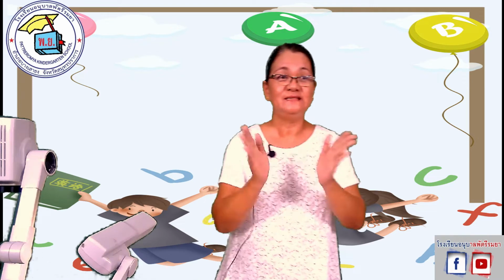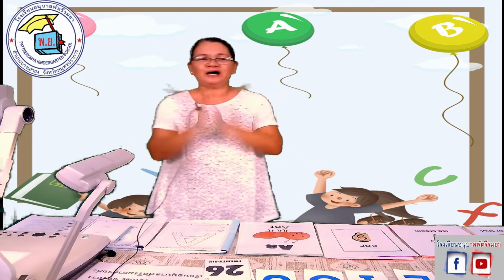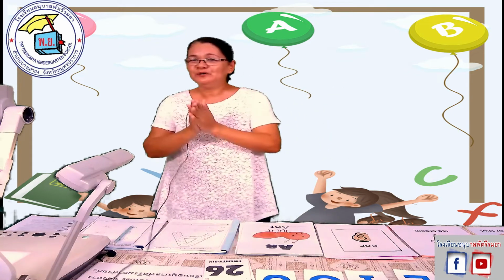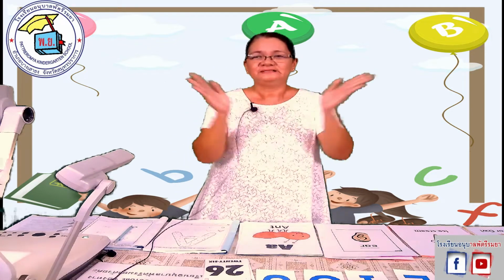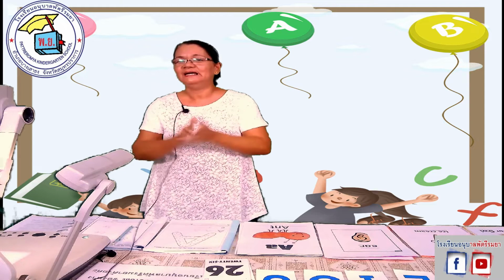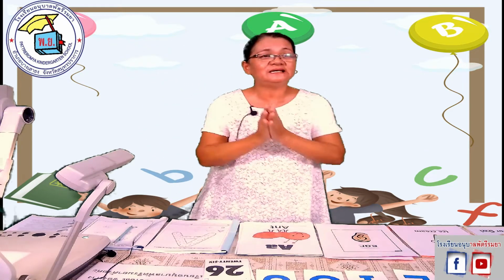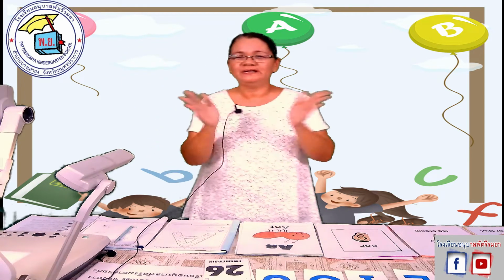3, 2, 1, okay. A, B, C, D, E, F, G, H, I, J, K, L, M, N, O, P, Q, R, S, T, U, V, W, X, Y, and Z. Now I know my ABC. Next time, won't you sing with me?